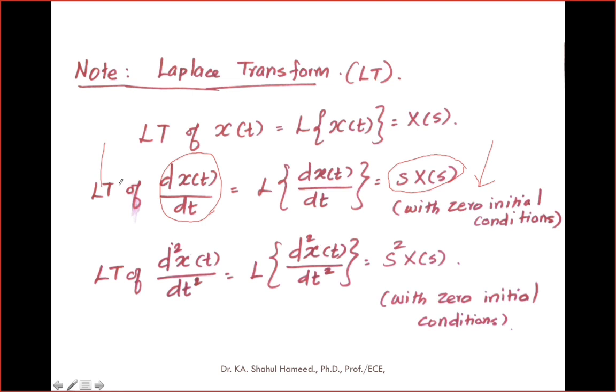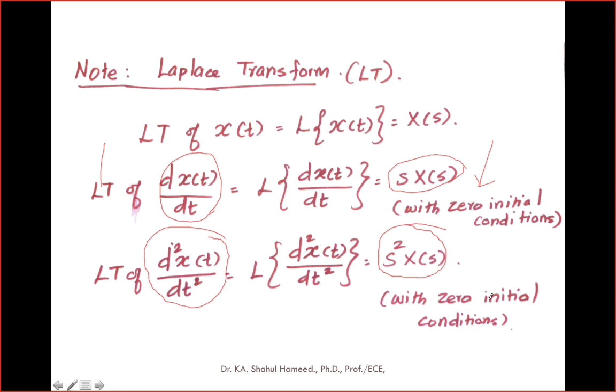If you are trying to take the Laplace transform of the first order differentiation of a system x of t, then it is equal to s into X of s. This is valid when you are assuming the initial conditions are equal to 0. At the same time, if you are trying to take the Laplace transform of d square x of t by dt square, then the Laplace transform of this term is equal to s square into X of s. Here also we have to assume that the initial conditions are equal to 0.